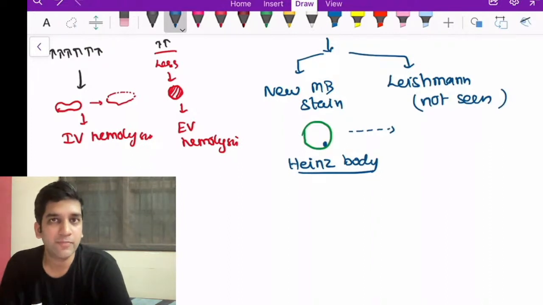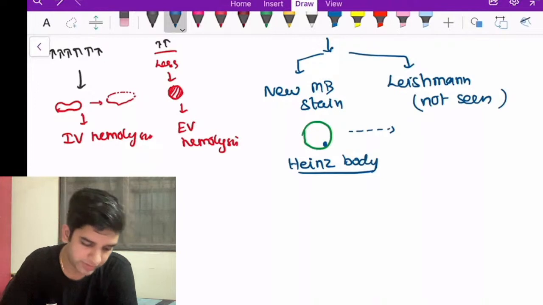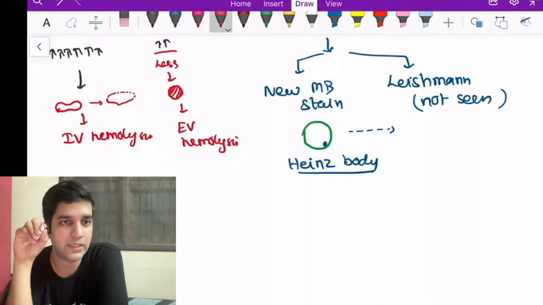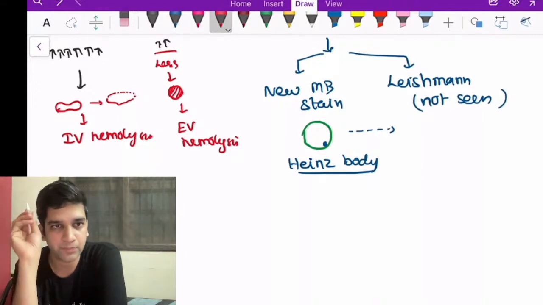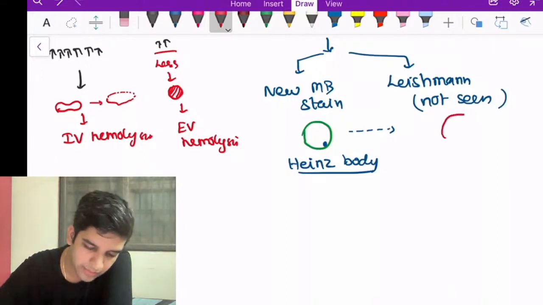Fine. So it's not seen here. How it is going to look here is like an unstained part. So an unstained part of the RBC, a coagulum, is going to look like this.